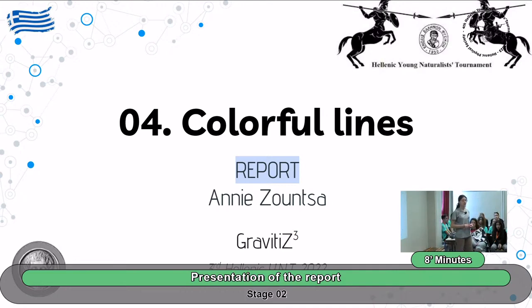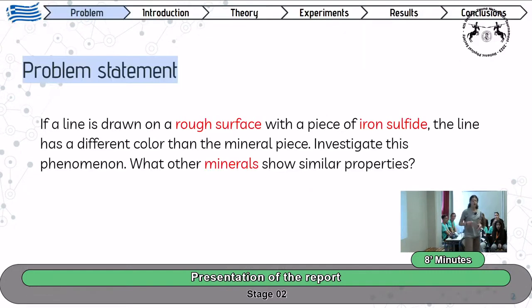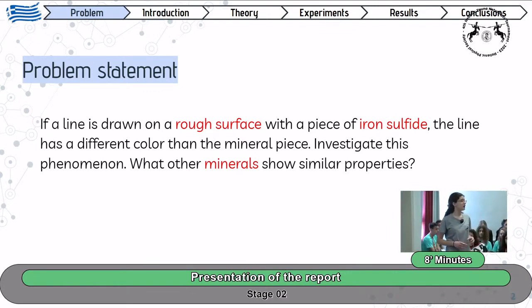Well, hello everyone. My name is Andy, and I will be doing the report for problem number 4, colorful lines, by Team Gravity Cubed. First of all, the problem to be investigated stated that if a line is drawn on a rough surface with a piece of iron sulfide, the line has a different color than the mineral piece itself. We had to investigate this phenomenon and explore what other minerals show similar properties.